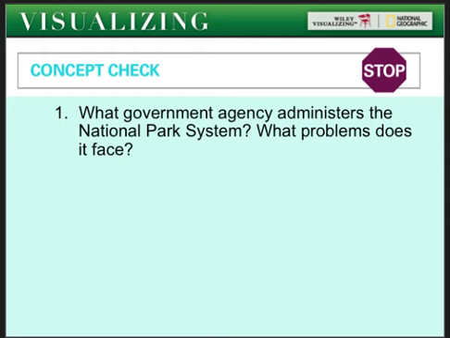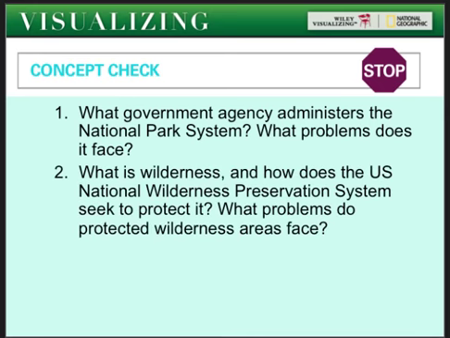Some national parks have imbalances in wildlife populations and difficulties with encroachment on wildlife territory by human development. Next question. What is wilderness, and how does the U.S. National Wilderness Preservation System seek to protect it, and what problems do these areas face?